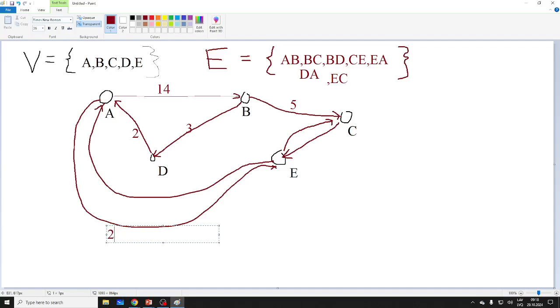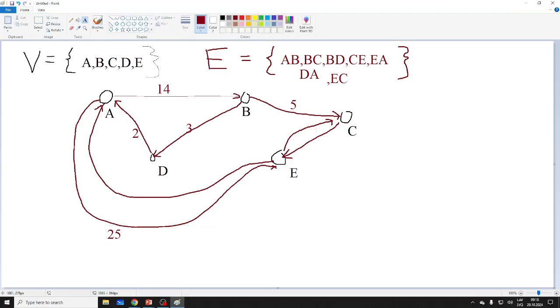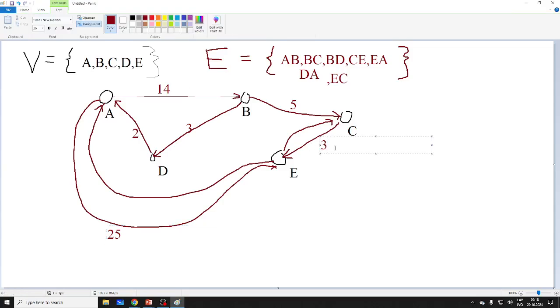Something like that. Or 25. Okay, and this is 5. And of course, here you have 3. And you have, I don't know, 4. Okay. And this will be maybe, I don't know, A.